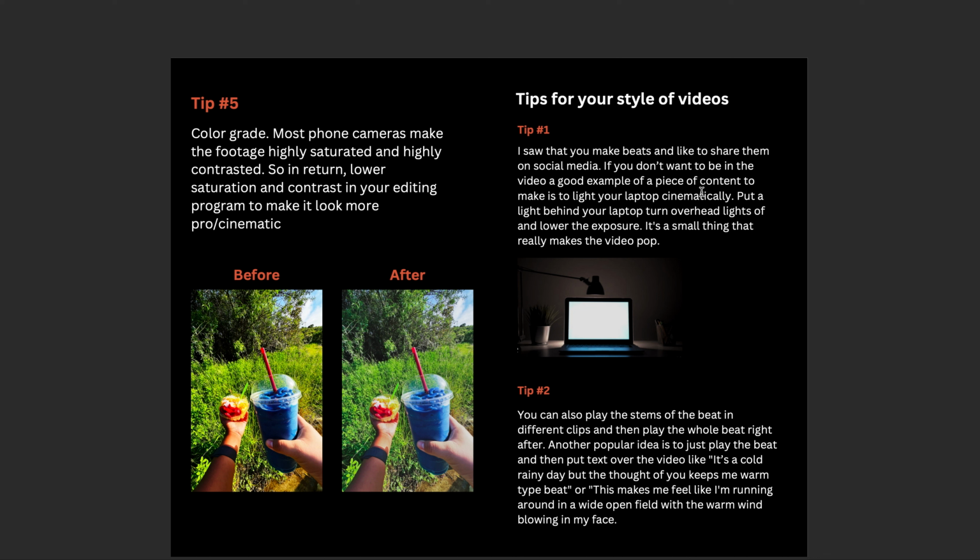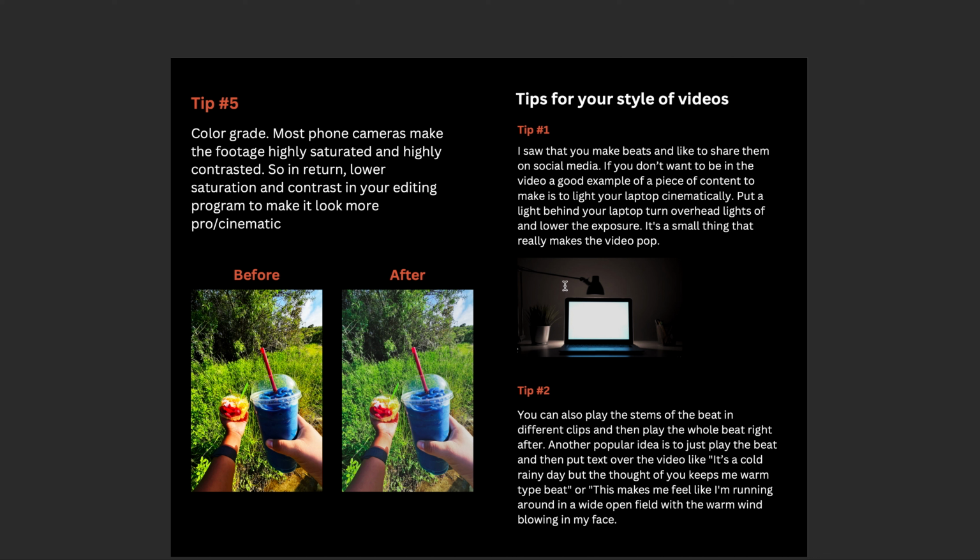Another good example for a piece of content is to light your laptop cinematically. Put a light behind your laptop, turn the overhead lights off. Pardon that mistake. Turn the overhead lights off and lower the exposure. It's a small thing that really makes your video pop.